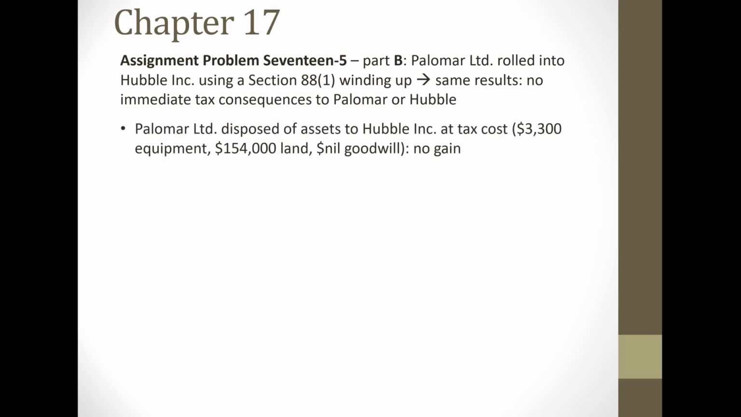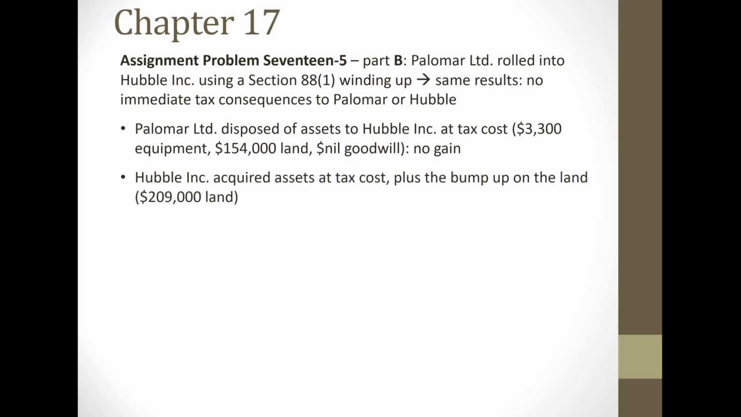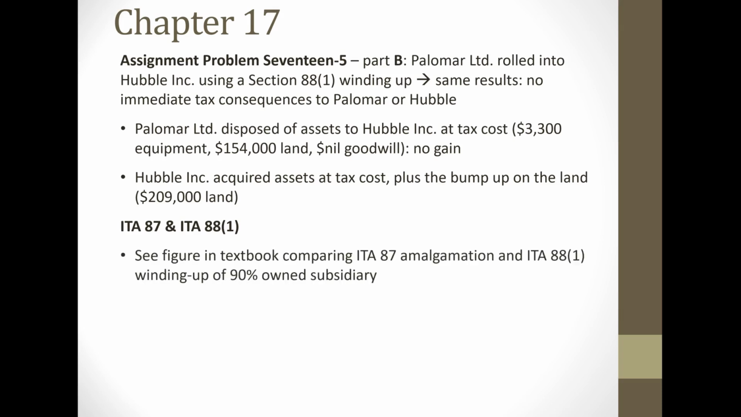Now, Palomar will be deemed to have disposed of assets to Hubble at its tax cost. So once again, no gain. Hubble will acquire these assets at its tax cost. The bump up will still apply, so the land will have a value to Hubble of $209,000. Now, when looking at Section 87 amalgamations and Section 88(1) winding up of a 90% or more owned subsidiary, your textbook has a figure that compares the two types of reorganization. So take a look at that figure in your textbook.